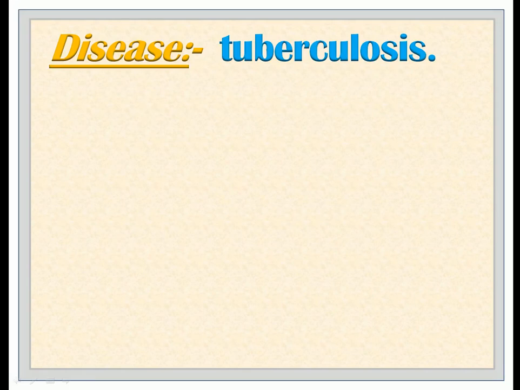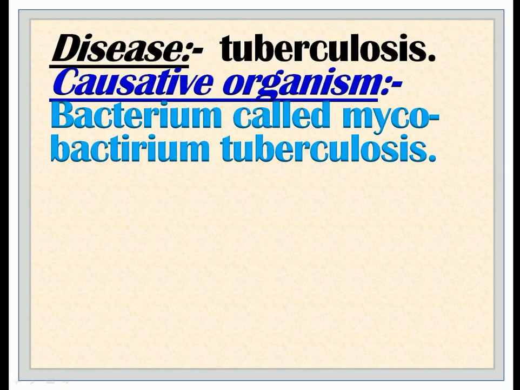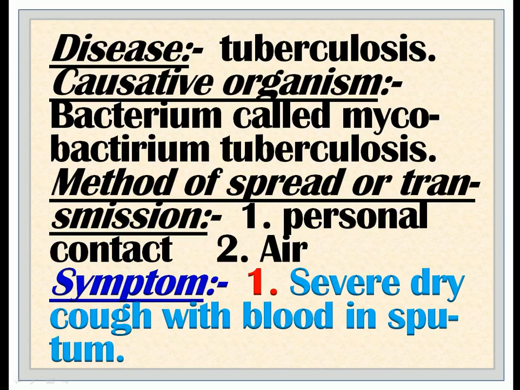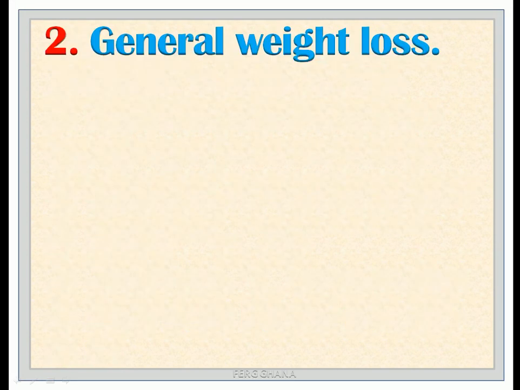Disease: tuberculosis. Causative organism: bacterium, called Mycobacterium tuberculosis. Method of spread or transmission: 1. Personal contact. 2. Ear. Symptoms: 1. Severe dry cough with blood in sputum. 2. General weight loss.